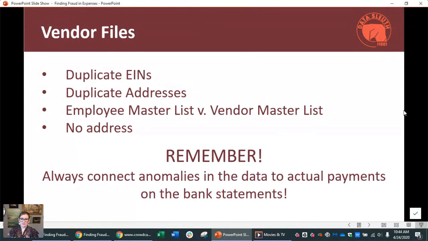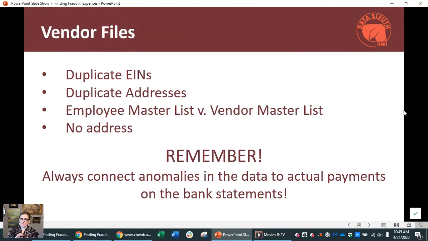Another thing we can do is take the employee master list and combine that with the vendor master list to see if anyone is being paid as an employee, but then also as a vendor. You can run that on addresses, socials, EINs. We did this a couple years ago with a school, and we found that a lot of them, if not all of them, the teachers were also on the vendor list. At first we thought, oh my goodness, we have all of these findings, but we really didn't.